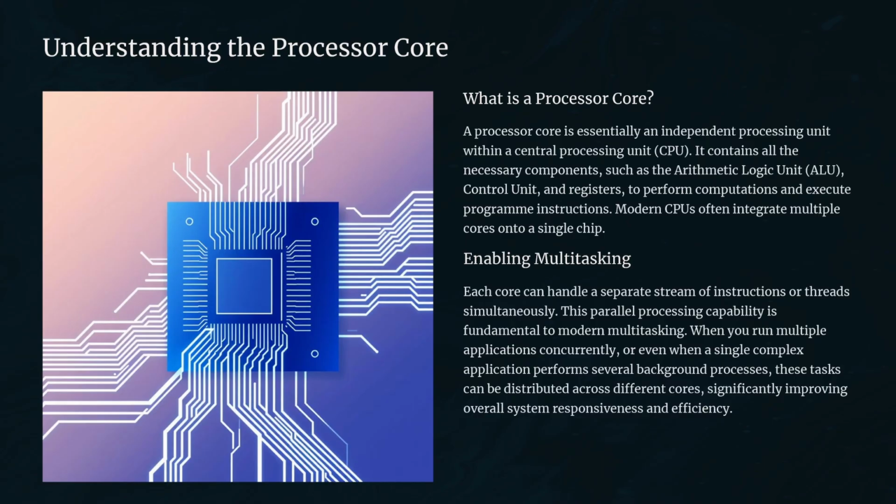Now first we have the topic understanding the processing core. So what exactly is a processor core? Think of it like a worker inside your computer's brain. Each core can handle its own set of instructions. The more workers you have, the more tasks can be done at the same time. This is why modern CPUs don't just have one core anymore. They often come with 2, 4, 8 or even more cores. This helps your computer stay responsive even if you are running multiple apps or doing something complex like editing a video while browsing the web.